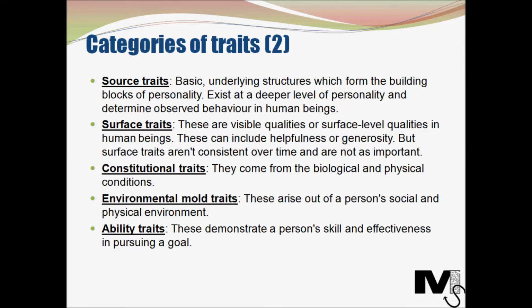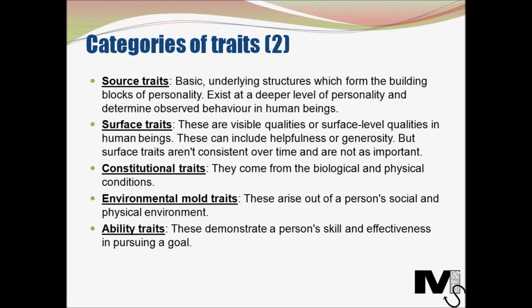Constitutional traits. These come from biological and physical conditions of the person. For instance, a person recovering from a drug addiction could suffer withdrawal symptoms and be irritable and anxious. Environmental mold traits. These traits arise out of a person's social and physical environment. These can explain how a person from an urban environment could behave differently to a person from a rural environment.